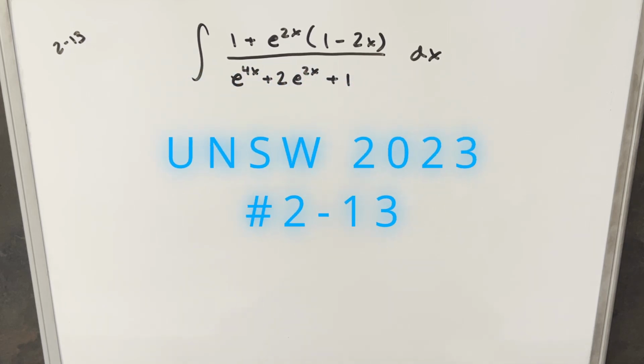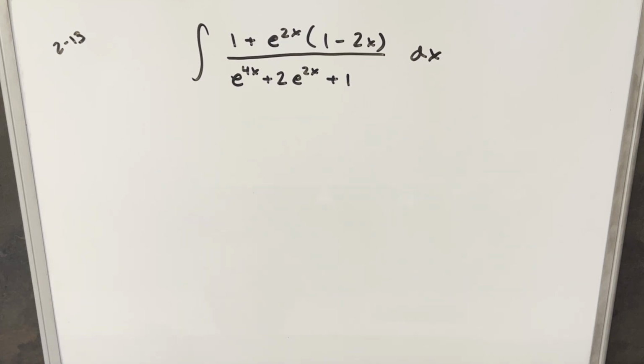Okay, we have here today a pretty complicated looking integral from the UNSW Integration Bee. This one here is from 2023, round 2, problem 13. We have the integral of (1 plus e to the 2x) times (1 minus 2x) over (e to the 4x plus 2e to the 2x plus 1) dx.